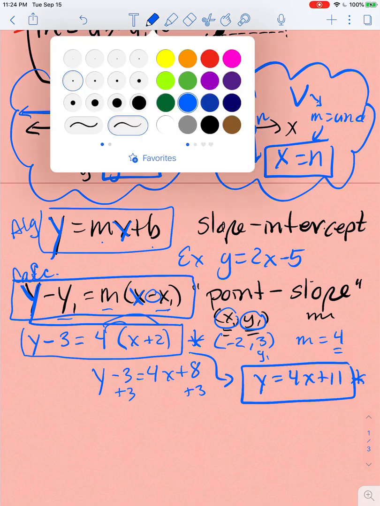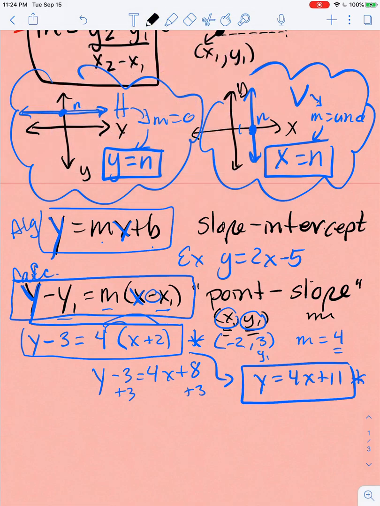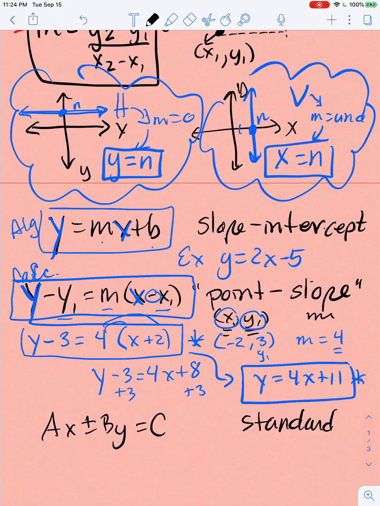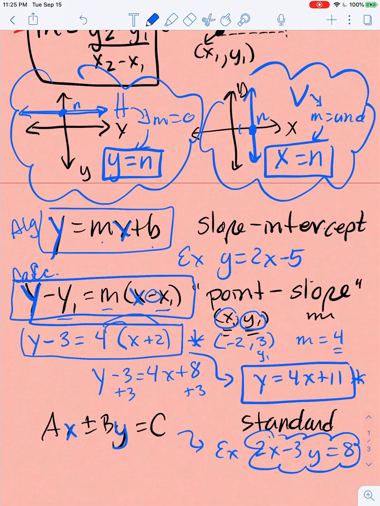Just a couple more real quickly. If you have a general form or standard, then that's going to be like something x plus or minus something y equals something. So for example, and again, this would stay y and this would stay x. So for example, I might have 2x minus 3y equals 8. That would be like an example of a general or standard form equation. Okay, so in the notes there's a 2-point formula. I'm not even going to go over that because you just never use it, so it doesn't make any sense.